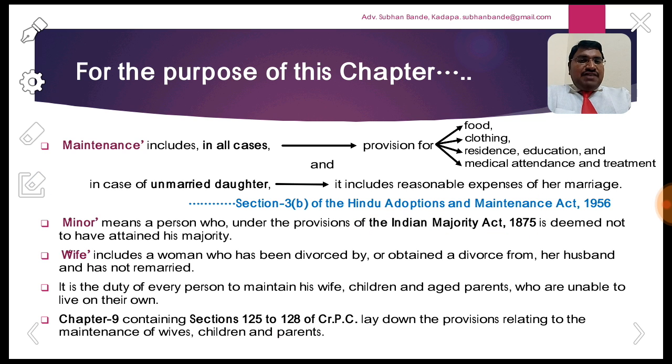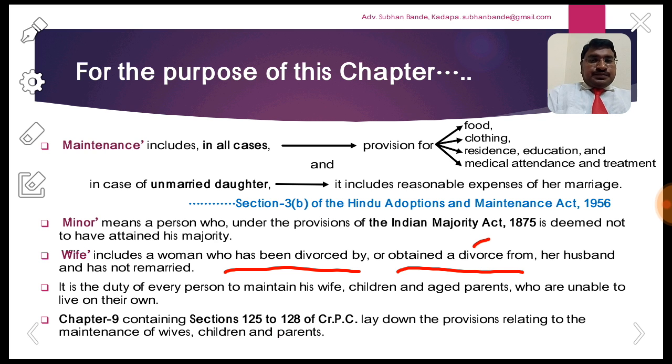Next, wife includes a woman who has been divorced by the husband, or a woman who obtained a divorce from her husband. If she has been divorced by her husband, she is treated as a wife. If she obtains the divorce from her husband, she becomes the wife for such man. Wife includes a woman who has been divorced by her husband and has not remarried. Wife includes a woman who has obtained a divorce from her husband and has not remarried.